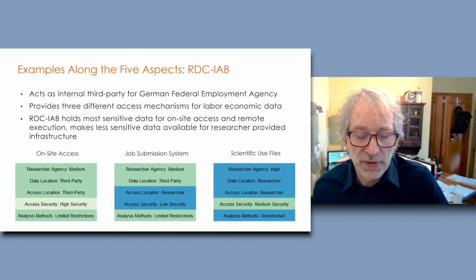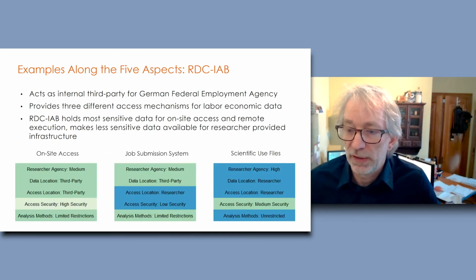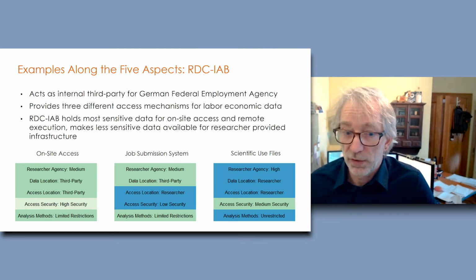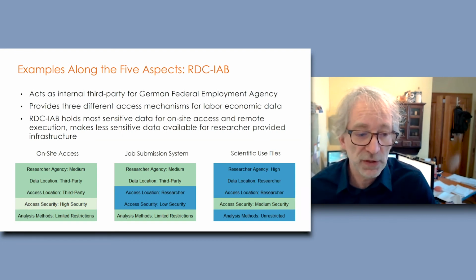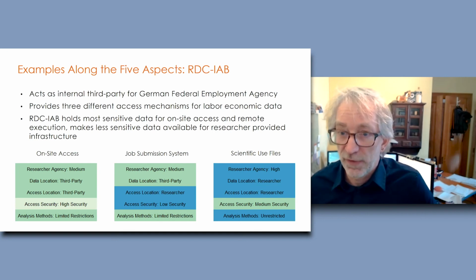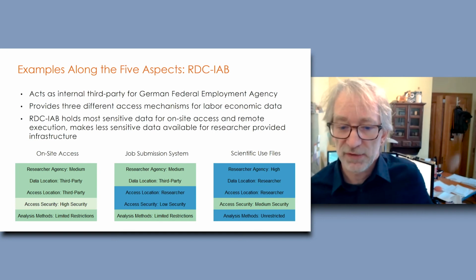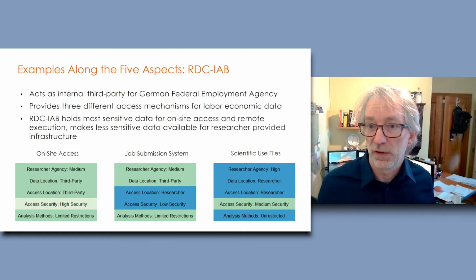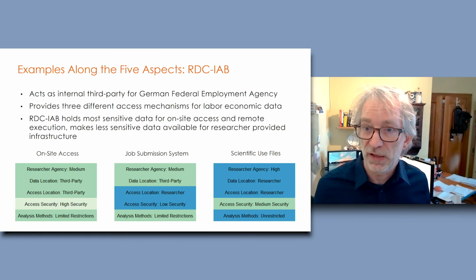Okay. Some examples, and in particular, an agency that deploys all three different combinations of these systems is, for instance, the Research Data Center of the German Federal Employment Agency. They have on-site access, they have a job submission system, and they provide scientific use files. And these provide differing levels of access that balance out the detail that's in the data, the kind of analysis that can be done with various controls, or the physical access modalities.